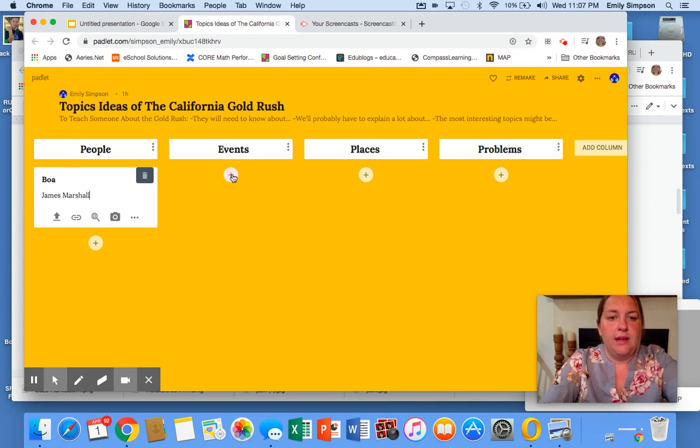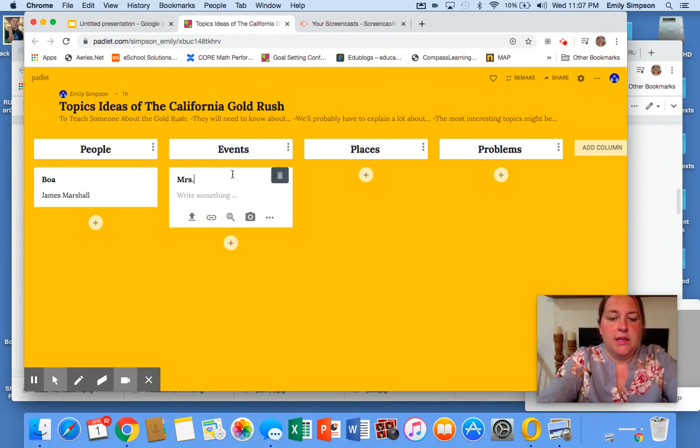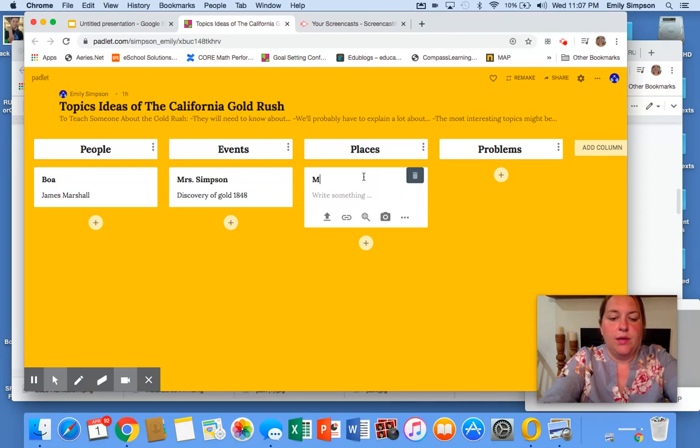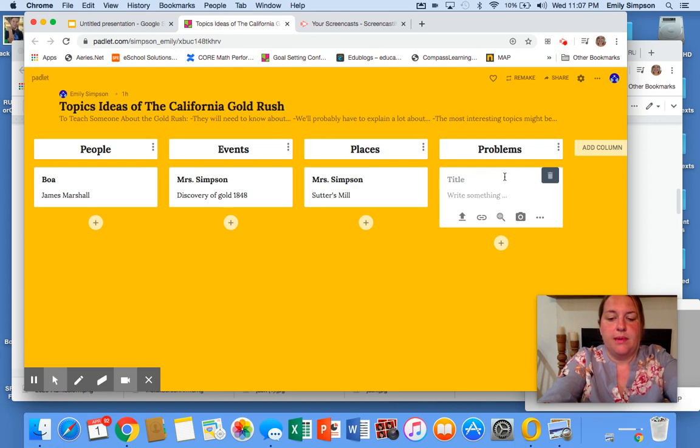And then in events, Mrs. Simpson yesterday read to you that the discovery of gold happened in 1848. Places that were important we talked about yesterday is Sutter's Mill. And then today, one of the problems that we learned about was the impacts on Native Americans.